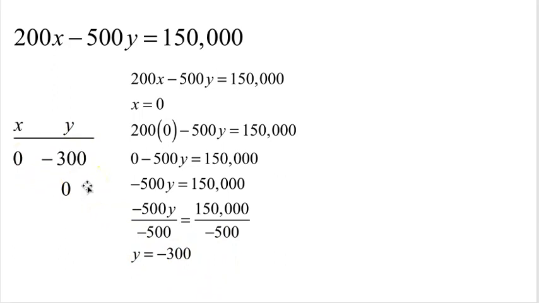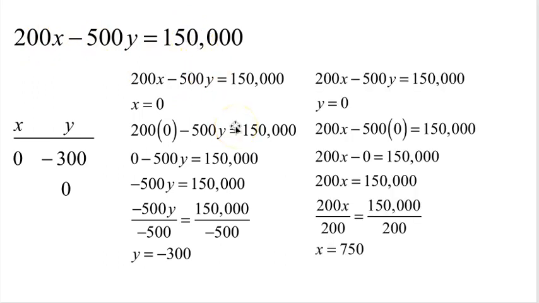That is the y-intercept. To find the x-intercept, I'm going to plug 0 in for y and then solve for x. It'll be 200x minus 500 times y equals 150,000. Plugging y equals 0 in, 200x minus 500 times 0 equals 150,000. 200x minus 0 is 150,000. 200x is 150,000. Divide both sides by 200.